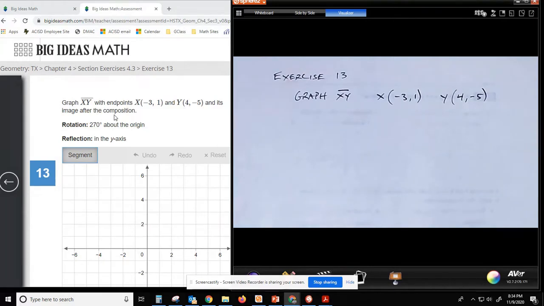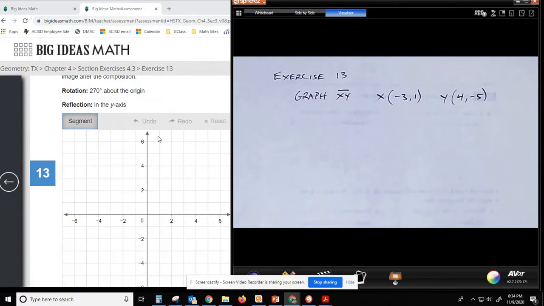So a composition is a combination of transformations. This one has a rotation of 270 degrees about the origin, and then a reflection in the y-axis. So I'm going to do the work on the right side, and then I will plot these points, hopefully right where they need to go, so I can get the green check mark on the left.